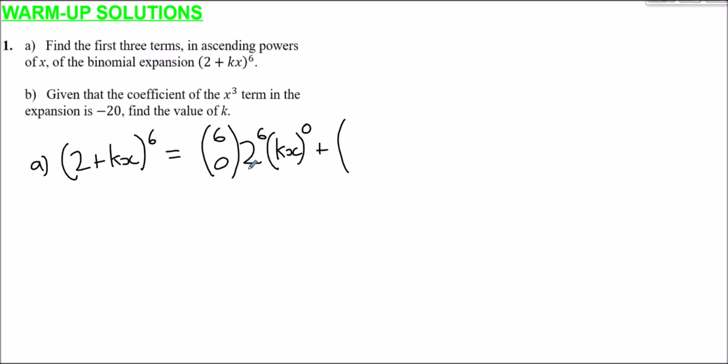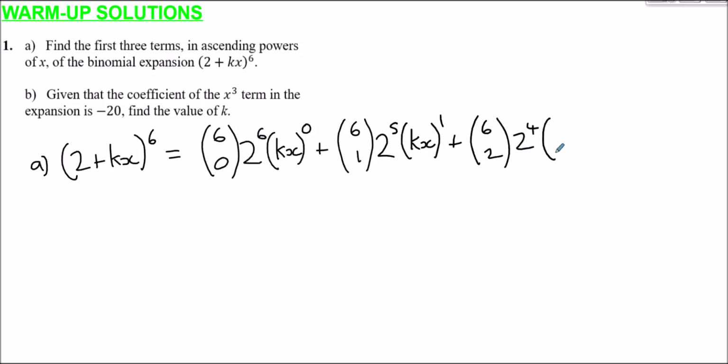Now as we move on, this bottom number increases by 1 each time. The power of the first term decreases by 1 each time, so power 6 becomes power 5. And the power of kx, the last term, will increase by 1 as we move along. The third and final term we need to work out will be 6 choose 2, 2 to the power 4, kx to the power of 2.